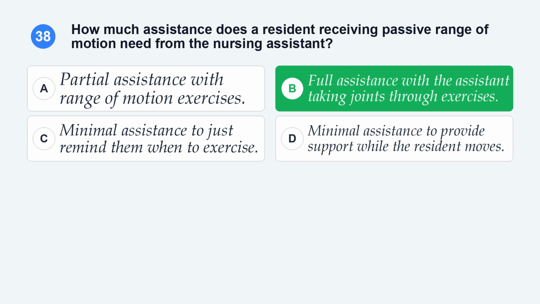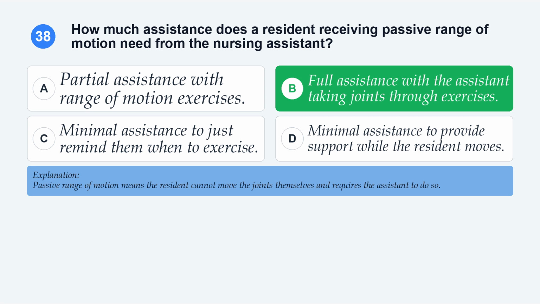The correct answer is option D. Full assistance with the assistant taking joints through exercises. Explanation. Passive range of motion means the resident cannot move the joints themselves and requires the assistant to do so.